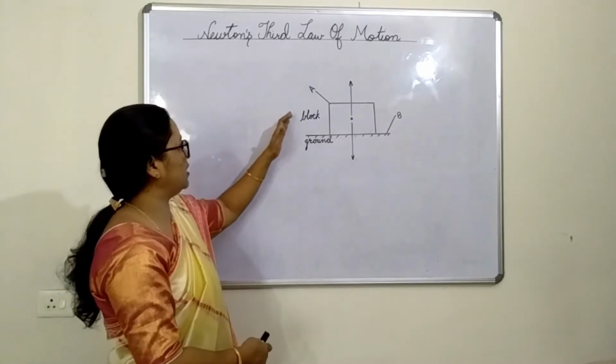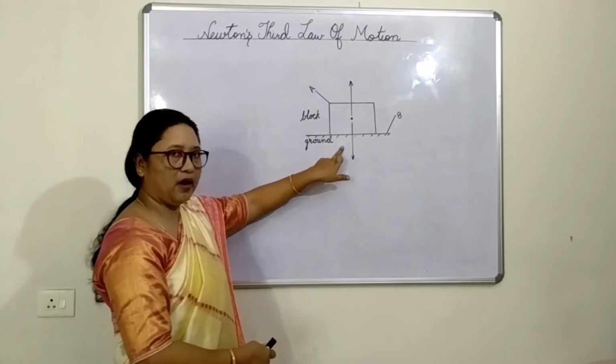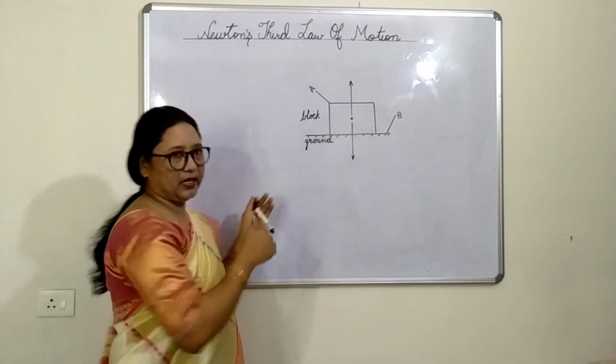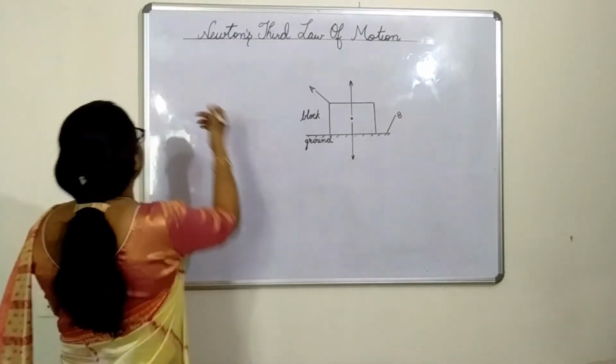Here, these are the two bodies. This is a block and this is the ground, earth surface. Here, so before that, what does Newton's third law of motion state?